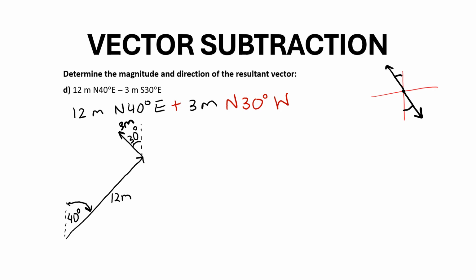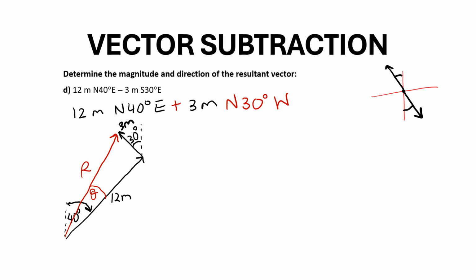And now here, as you can see, we have vector addition. So let's draw the vector diagram. We have 12 meters at north 40 degrees east, and then 3 meters at north 30 degrees west. So connect the two vectors from head to tail, and the resultant is from the start to the end. So this is the resultant. So we have to find the resultant, and then we need to calculate theta as well.